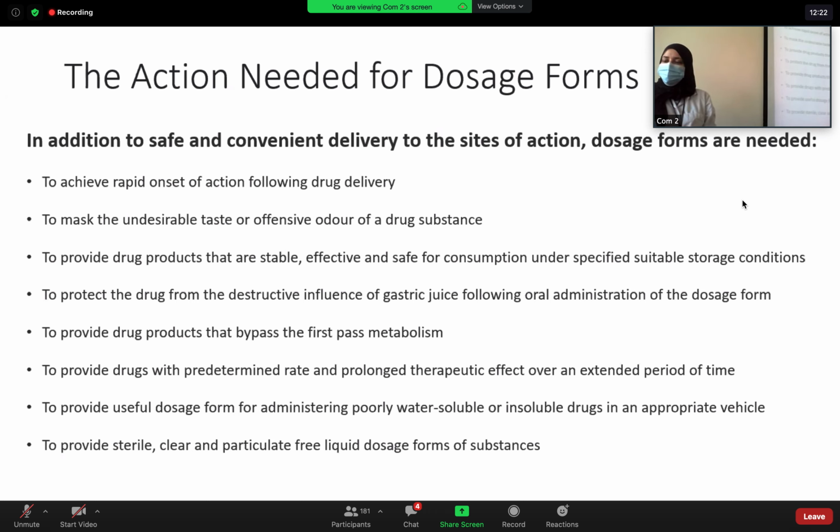Okay, so the next one is to provide useful dosage forms for administering poorly water-soluble or insoluble medications in an appropriate vehicle. So some medications are insoluble and need a certain solvent or diluent to be diluted in, and then they can exert their active effect. That can be a limitation sometimes when you want to produce a medication. So you try to design it in a way that it stays in a format, kind of a prodrug, we call it, where it will only be activated whenever it's mixed or prepared in certain ways. An example of that is antibiotics, for example, the powder antibiotics.